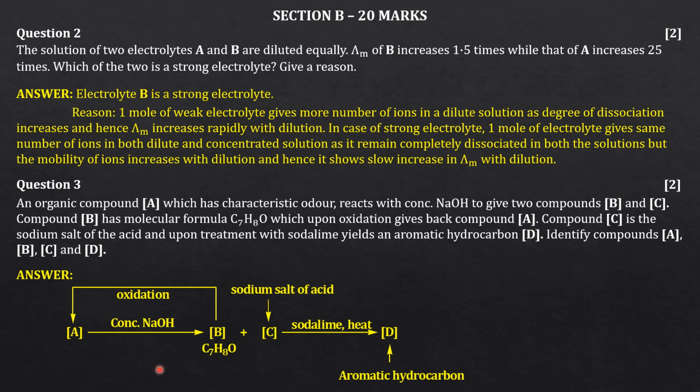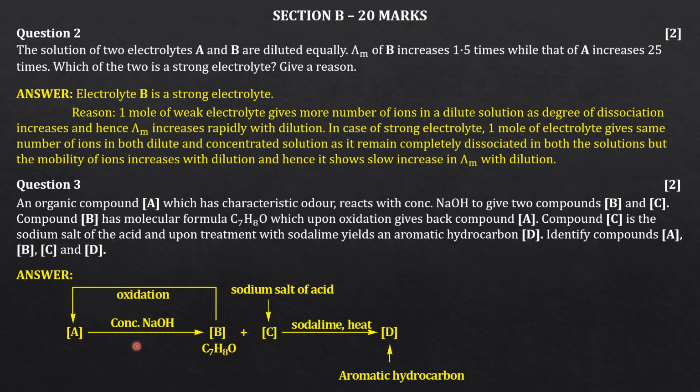It is given A is a compound treated with concentrated NaOH giving B and C. B has the formula C7H8O. B on oxidation can give back A. C is a sodium salt of an acid. When heated with soda lime, it gives D. D is an aromatic hydrocarbon. So this is the pictorial presentation. Concentrated NaOH can remind you of the Cannizzaro reaction.